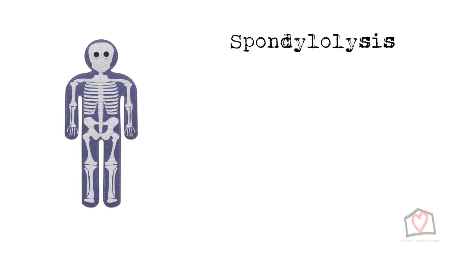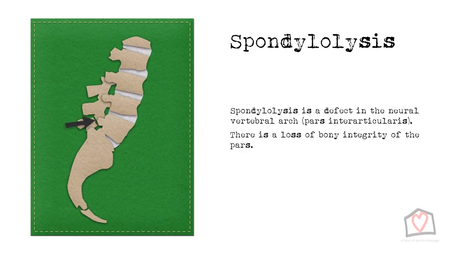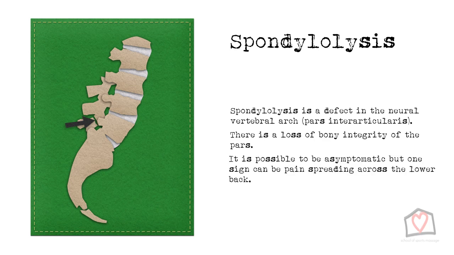You then have spondylolysis and spondylolisthesis. Spondylolysis is a term given to a defect in the neural arch, also known as pars interarticularis. There is a loss of bony integrity of the pars. It is possible to be asymptomatic with this condition, so there would be no signs and symptoms. But if there were signs and symptoms, they might be pain spreading across the lower back, worse with extension, feels a bit like a muscle strain.